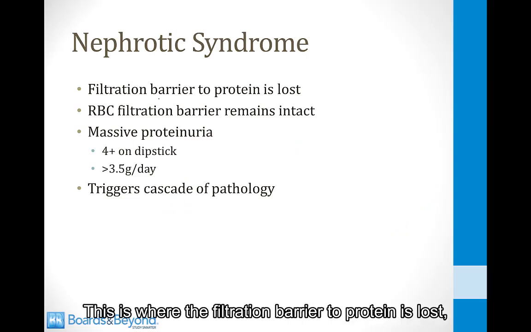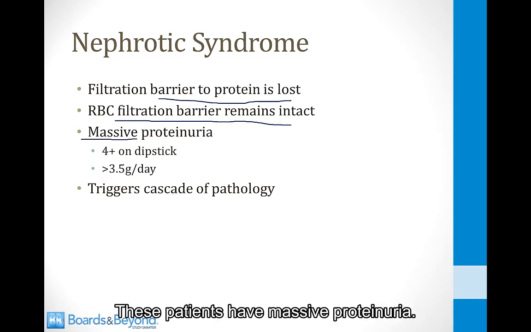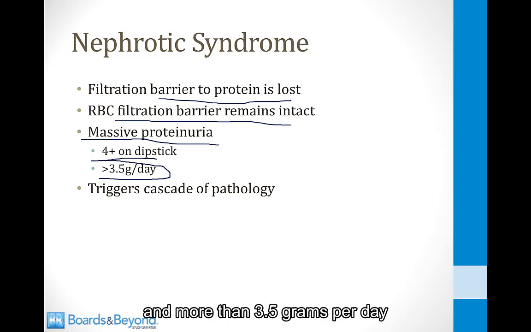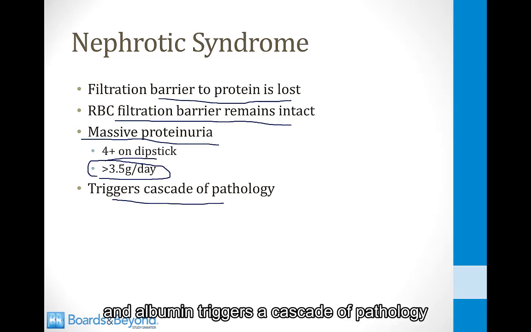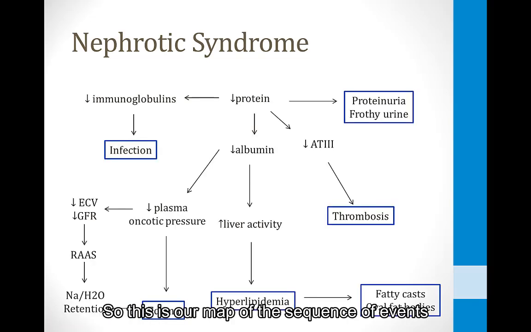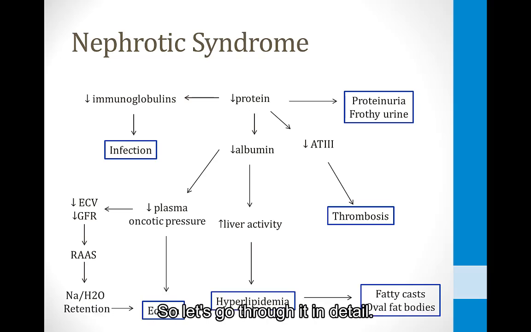This is where the filtration barrier to protein is lost, but the red blood cell filtration barrier remains intact. These patients have massive proteinuria. It will be 4 plus on a dipstick and more than 3.5 grams per day if you do a 24-hour urine collection. And the loss of all that protein and albumin triggers a cascade of pathology that results in all the symptoms of the nephrotic syndrome. So this is our map of the sequence of events that leads to the symptoms of nephrotic syndrome. So let's go through it in detail.